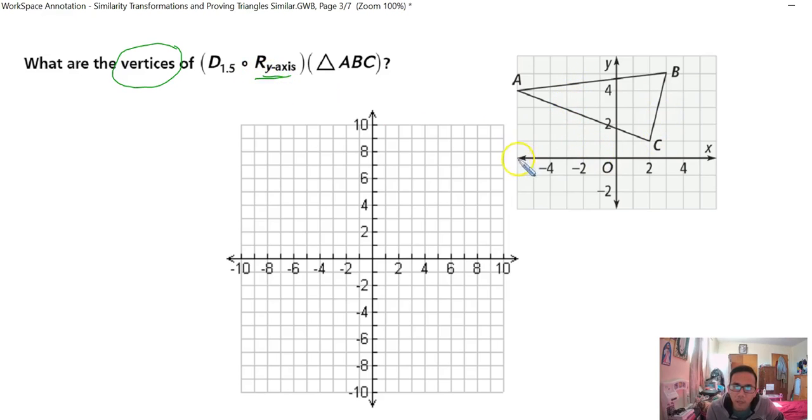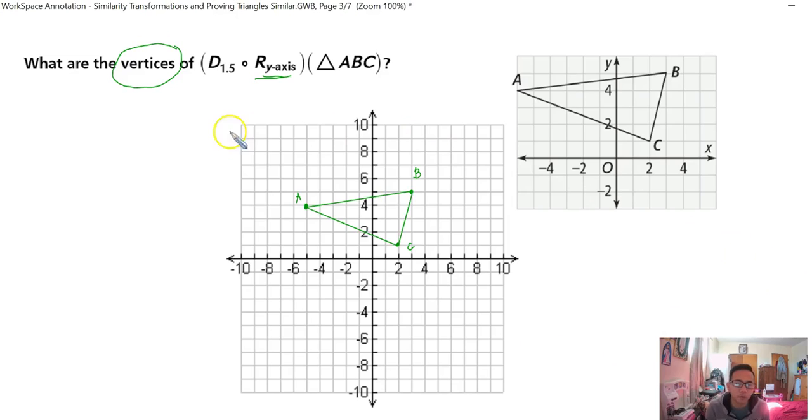So my A is at 5, 4, negative 5, 4. I'll just graph it here. This is my A. And then my B would be negative 3, 5, positive 3, 5. This is my B. And my C would be 2, 1, negative 2 and 1. Okay, I'll just connect this one, guys, okay? So that is the graph.